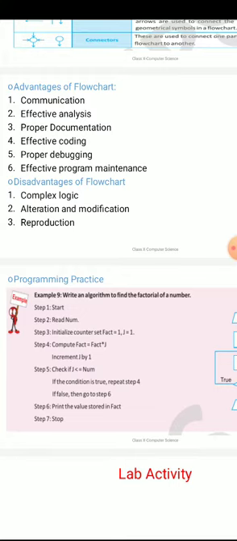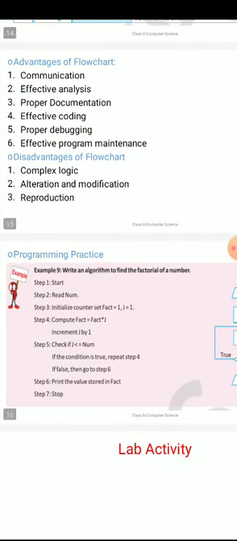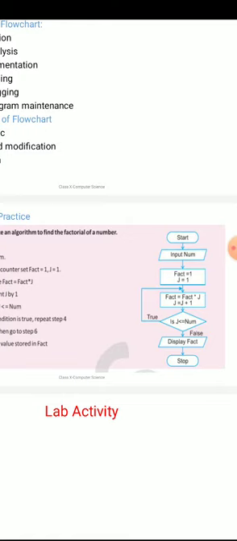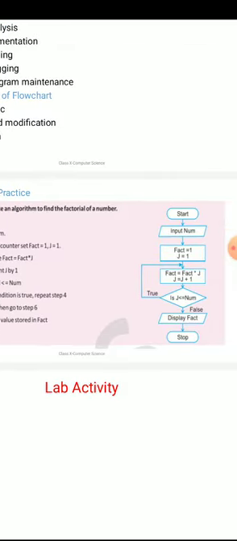Everything has some disadvantages too. One is complex logic. If a layman sees this, he or she will not understand, so we say complex logic. Then alteration and modification is difficult. You have to rub things out. If I have to add something in between, I have to rub out the remaining things. Say I want to add something after reading num, like display sum or find the sum. Again I have to draw a box, and the remaining boxes I will have to erase. Then reproduction is also difficult. If the same algorithm is used again in some parts of the program, I have to draw it again, right?